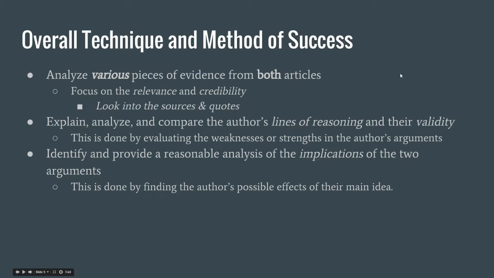So, the overall technique and method of success, these are for all the parts of the rubric. For the first part of the rubric, which is the evidence part, you want to analyze various pieces of evidence, and mainly all of the evidence, looking at the credibility, and focus on the relevance as well. You also want to look into the quotes of the articles, or quotes of the people that the articles are citing, looking at their credibility. Sometimes they'll show accomplishments of that person, making sure they aren't just someone who doesn't know what they're talking about. You want to make sure that it's someone who is relevant to their topic.